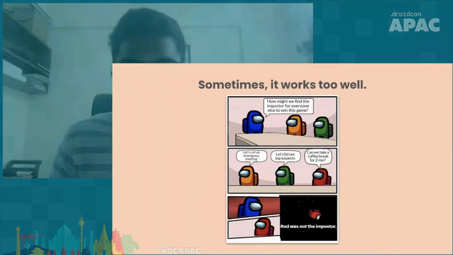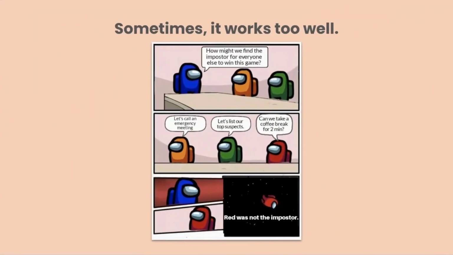So just a quick fun example here: if you're familiar with this game, I'm sure a lot of you are, the Among Us game. Let's say you have a meeting, you might ask, how might we find the imposter, which is the action that you want to take, for everyone else apart from the imposter, to win this game, which is the goal. So the 3 parts here are: finding the imposter is the action that you need to take, everyone else is the stakeholder, and winning the game is the goal.